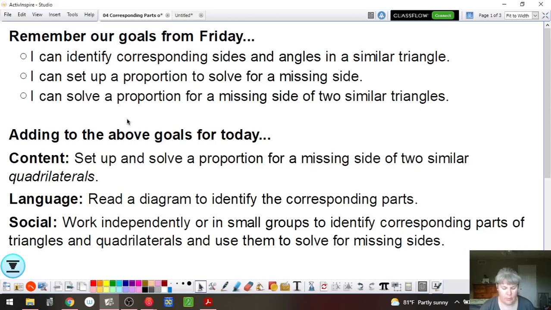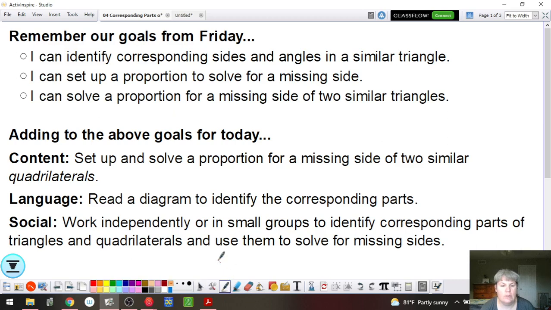Hi, it's Mrs. Scarple, and in the last couple of days we have been working with similar triangles, solving for missing sides of similar triangles. And today we're going to extend that. So we're still going to work with similar figures, it's just we're going to add to that similar quadrilaterals.